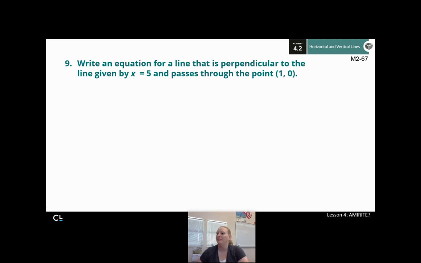I made a graph. Are you ready? I'm going to make a graph. I want my black pen back. So I'm going to make a graph. Here it is. I am given a few lines. I'm told that it's perpendicular to x equals 5.